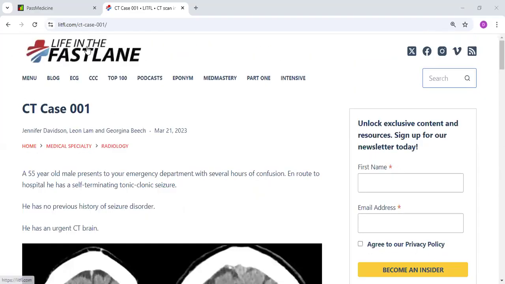Life in the Fast Lane has this fantastic 100 cases. It includes all these 100 cases of each of ECG, CT, USG, and chest X-ray. Here we'll be going through all the CT scans.